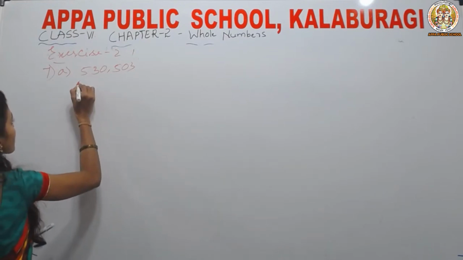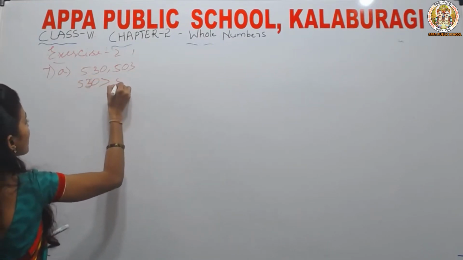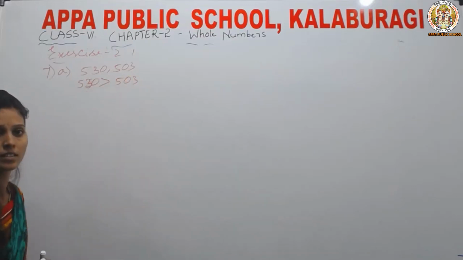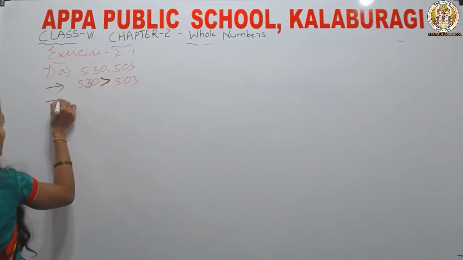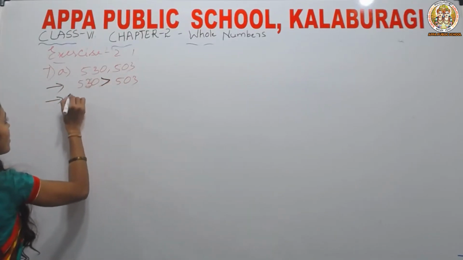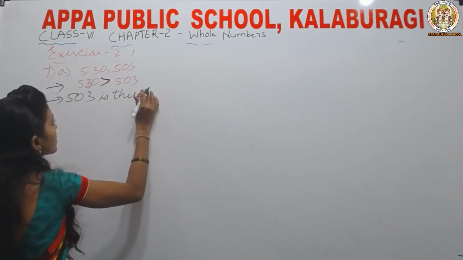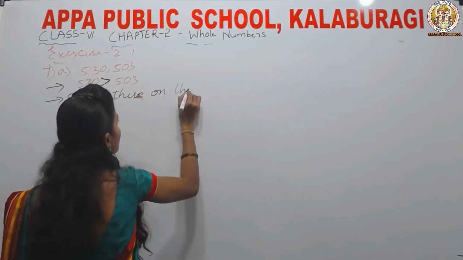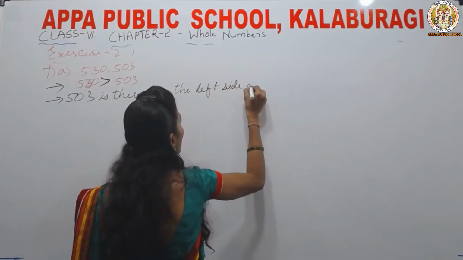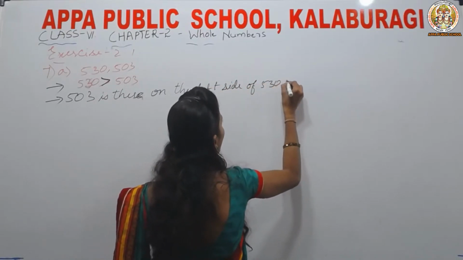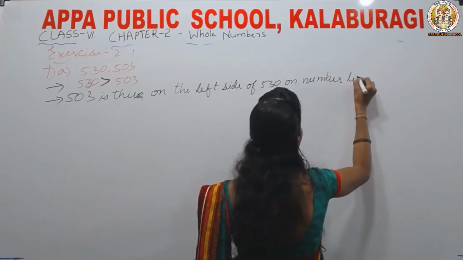Starting itself, I'll write 530 is greater than 503. Okay, so this is greater. 530 is greater. This is the solution. So therefore, 503 is on the left side of 530 on the number line.